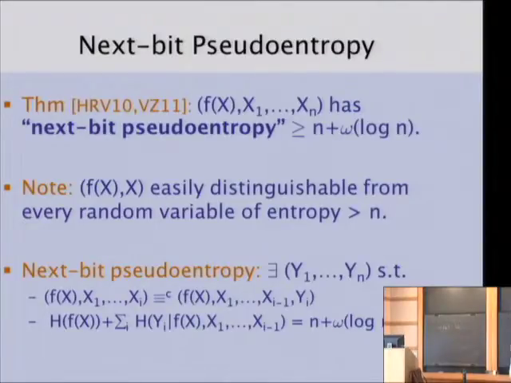Formally, we ask that there exists a sequence of random variables y1 to yn that are jointly distributed with x and f of x, such that for every i, xi is indistinguishable from yi given the prefix of f of x and x1 up to xi minus 1. And secondly, if we add up the entropies, well, first of f of x, so that part we're not changing at all. We're not looking for anything extra there. So we have the entropy of f of x plus the entropy of all the yi's given the prefixes. We get n plus something super logarithmic in n.